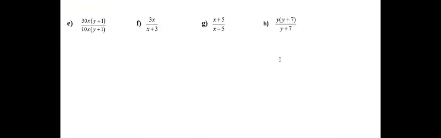So let me scroll up to get the bottom ones. What are the separate factors here? So we notice that the top has factors 30 times x times y plus 1. So 30 would be a factor, x would be a factor, and then this group factor, y plus 1. Any factor in the denominator would just be 1 over. So we'd also have a 1 over 10.